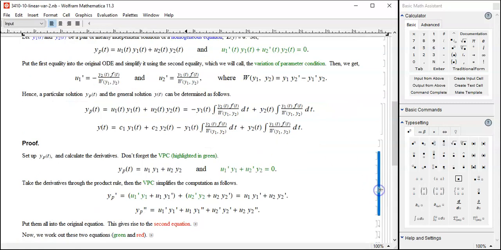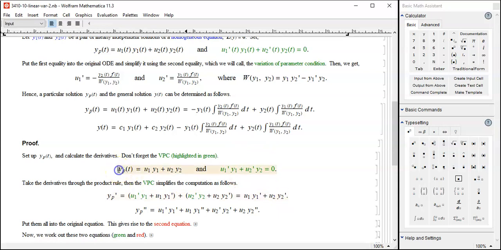Okay, ready? Alright, this is the setup. Yp is u1 y1 plus u2 y2. And here's the VP condition. Take the derivative here. Product rule here and product rule there. So we have product rule plus another product rule. Do you see the derivatives? Okay, and then let's look at the highlighted part. This green plus that green add up to 0 by this green condition, the VP condition, variation of parameter condition. So you end up with this expression.